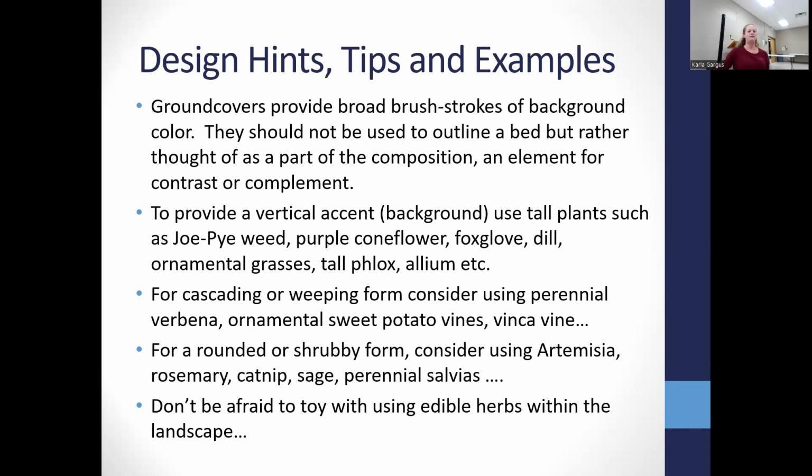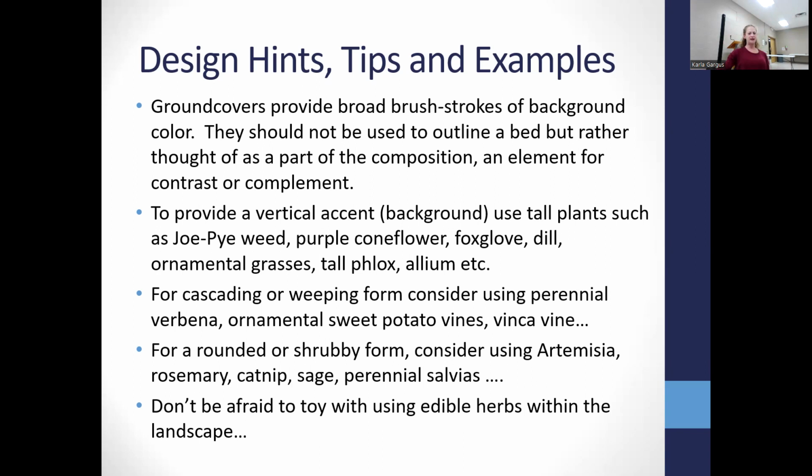And then if you want a vertical accent, of course, you're going to use taller plants. Joe Pye weed, and I've noticed the Joe Pye weed has been really pretty this year. Around me, I've seen a lot of the Joe Pye weed, purple coneflower, foxglove, dill, ornamental grasses, the tall phlox. You would consider those as the background, and your taller trees and shrubs would be the background of your landscape, or a wall. And then, depending on your view, you're going to come down from taller to shorter.